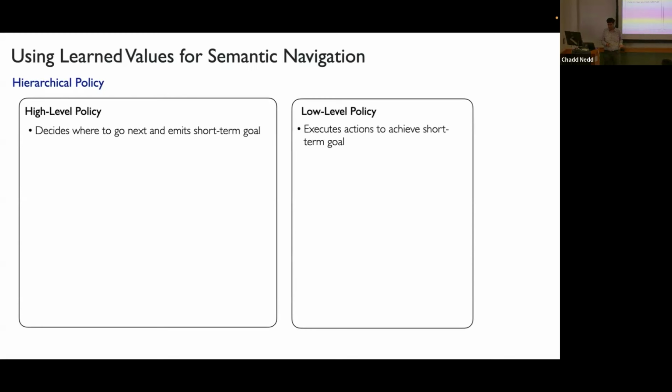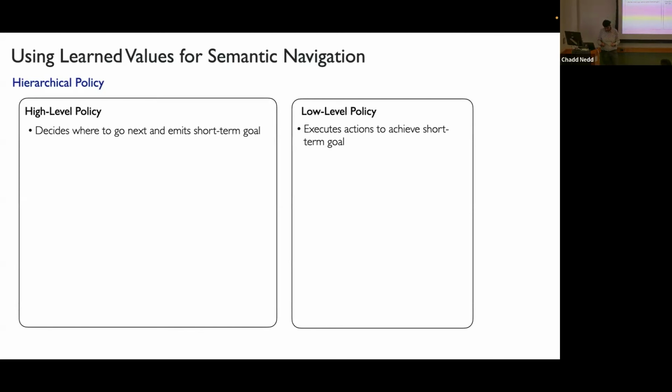The way we are going to use this is we are going to embed this value function into a topological navigation stack in order to do the navigation, right? There's a high level policy which decides where to go next and emits a shortcut goal. There's a low level policy which executes actions to achieve this shortcut.